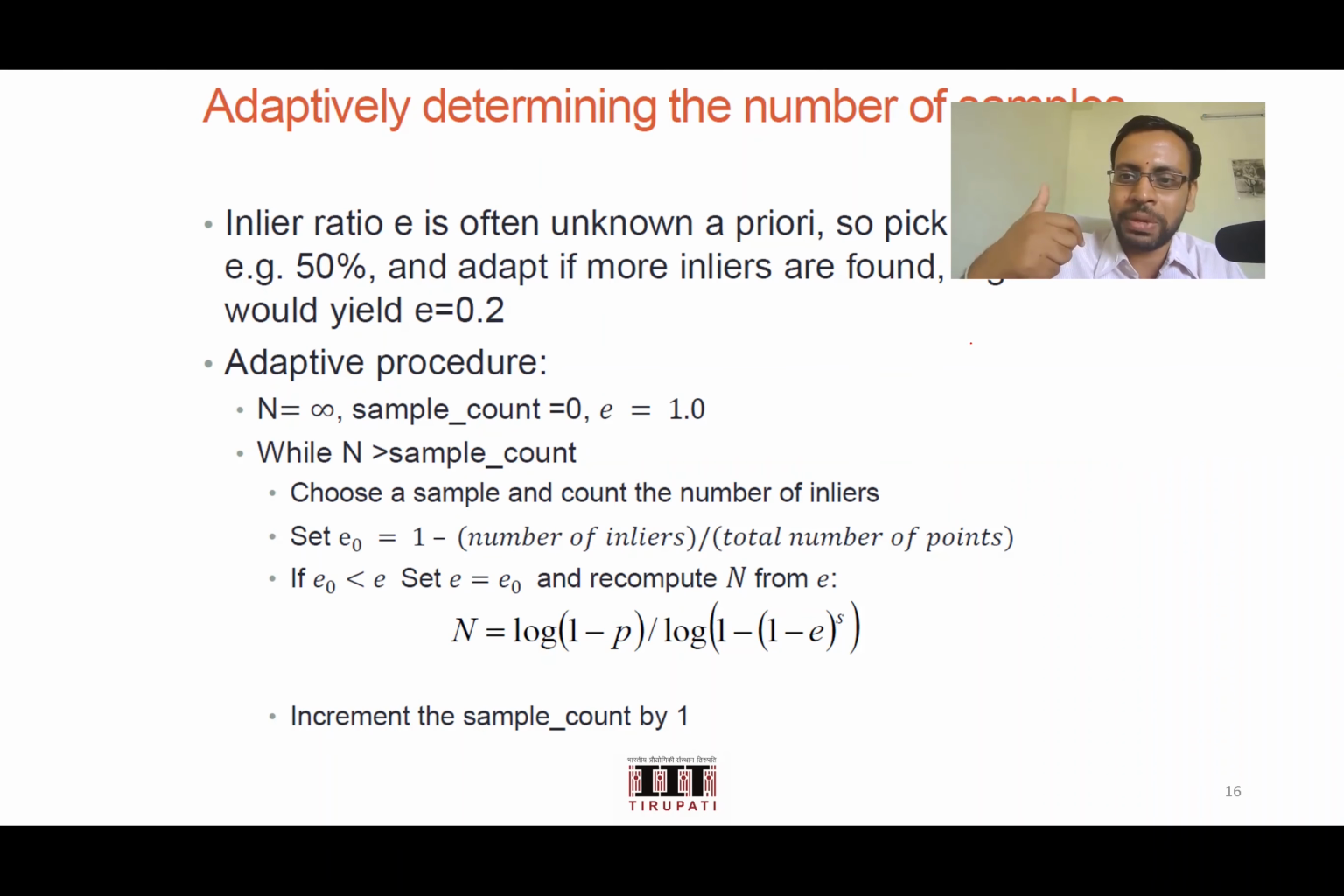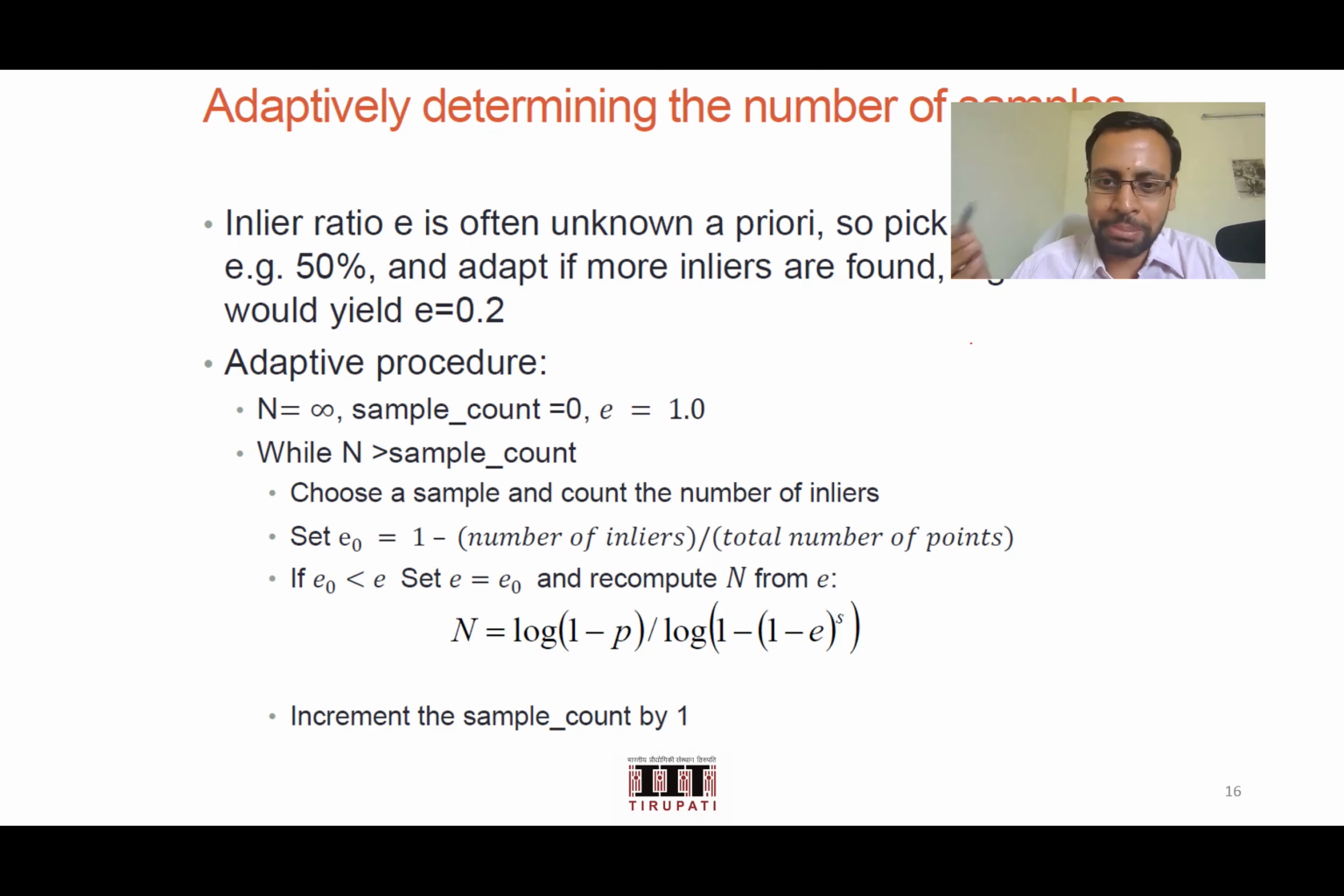Number of times I have to pick, well, I don't have to pick 100 times. It's good enough if I pick 17 times. Then next time I figured out that 90% of the students are very hardworking and sincere. So then that could further come down. Well, it's enough if I do this experiment 20 times. So this is what they call an adaptive procedure, adaptive RANSAC.